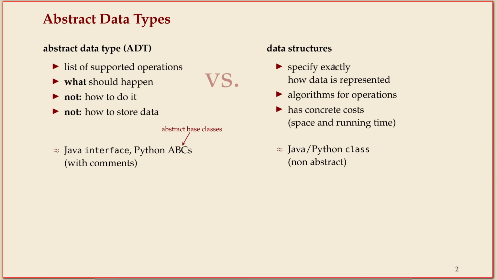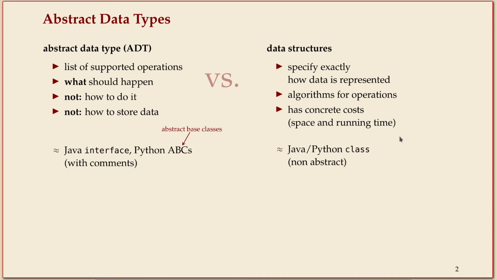And let's contrast that with data structures, which exactly tell you how to represent data, not just what to do. They tell you exactly how operations are implemented, what the algorithms for doing that are. And for a data structure, you can precisely analyze how much space it needs and how long the operations take. Again, in the worst case, in the average case, all these things we discussed last time, on a word RAM or by counting fundamental dominant operations.